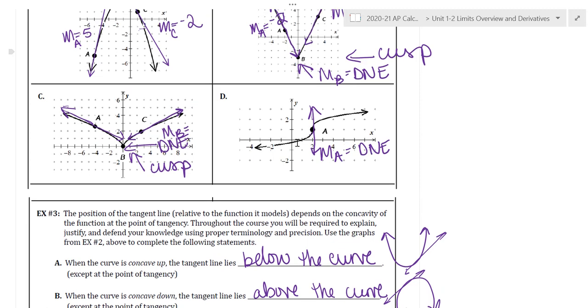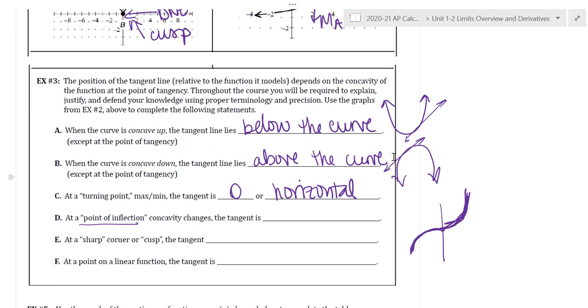So it's changing from concave up to concave down. They do a little better job in their illustration. And we're going to say that the tangent is vertical or does not exist.